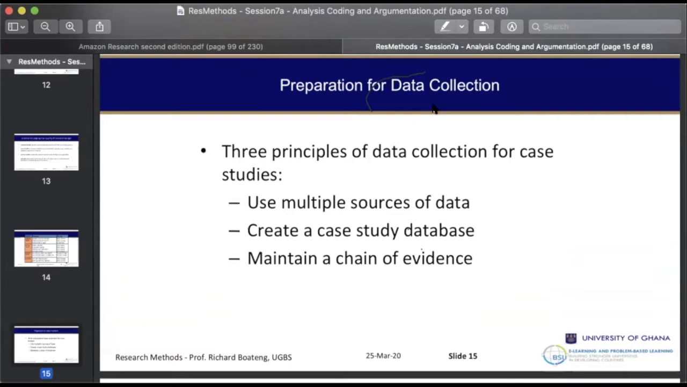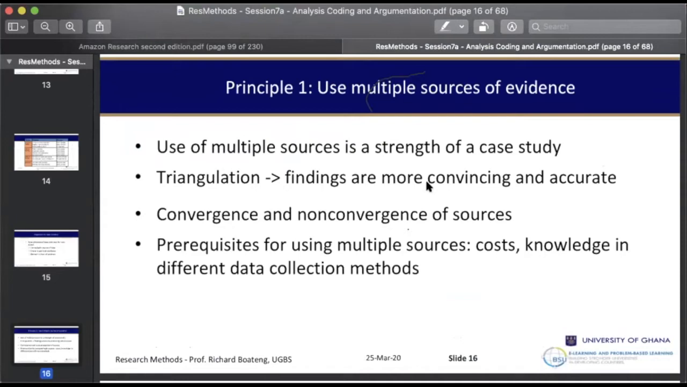Create a case study database, maintain a chain of evidence. Multiple sources of data enhance the strength of the case because you can triangulate to showcase a more convincing and accurate account of what happened. And then you can also look at how things converge and where they diverge from each other. But this one has cost.